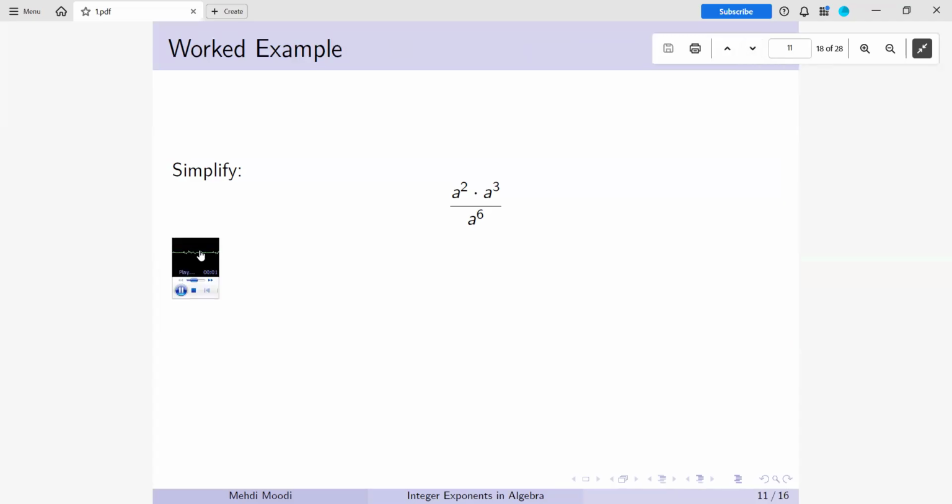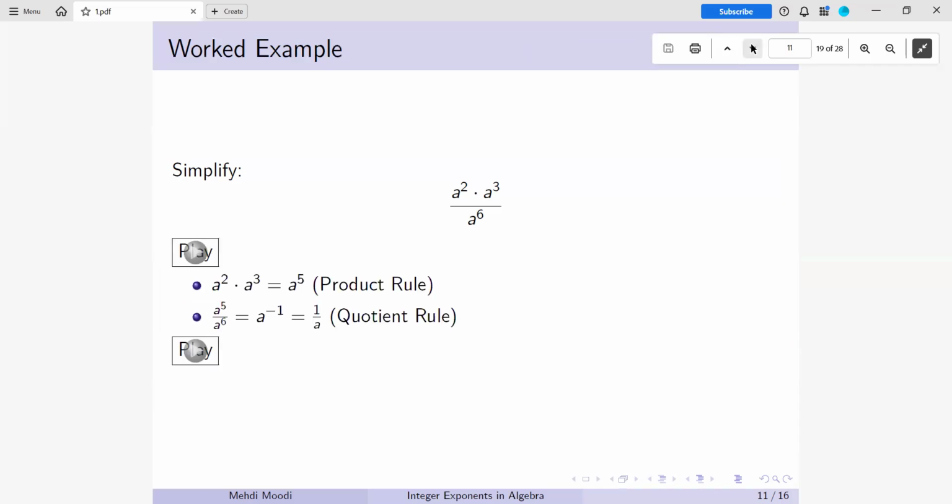Now, simplify this like an exponent master. In this example, we simplify step by step using the product and quotient rules. We end up with 1 over a. Another socially awkward a who sneaks downstairs, because everybody in the party is staring at the negative sign stuck to his forehead.